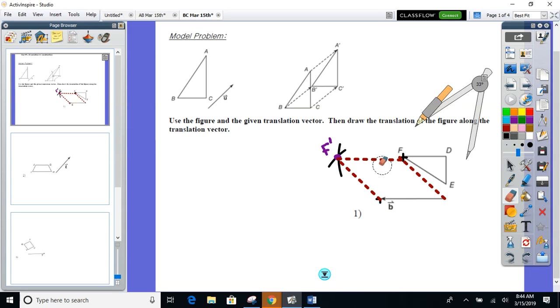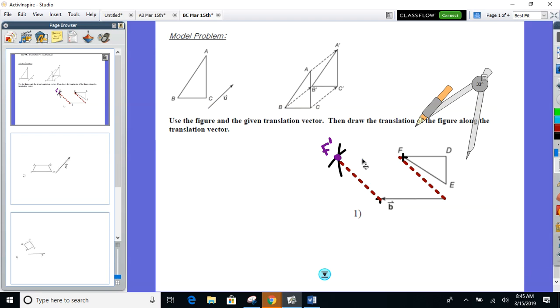So I'm going to go to point E next. Just let me get rid of those dotted lines. So everyone go back, measure your vector. Everyone go back, measure your vector. Just let me get rid of these. Put your compass point on E now.